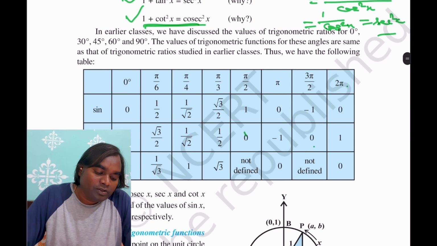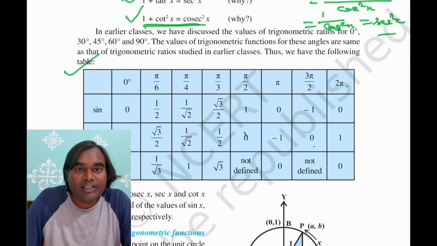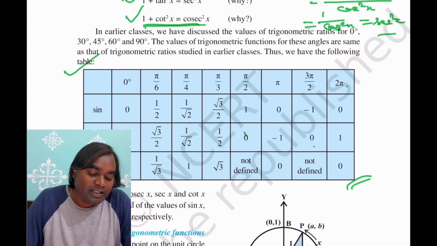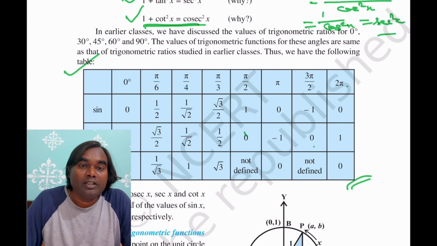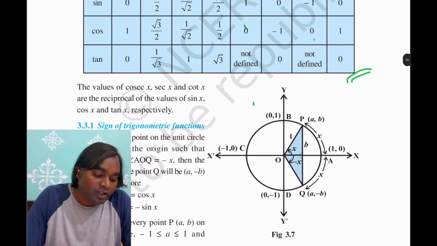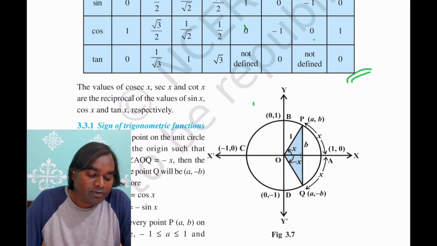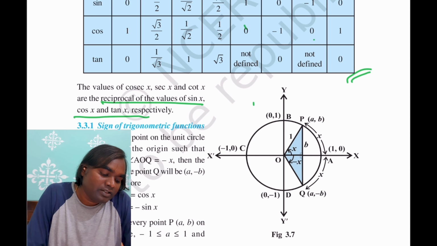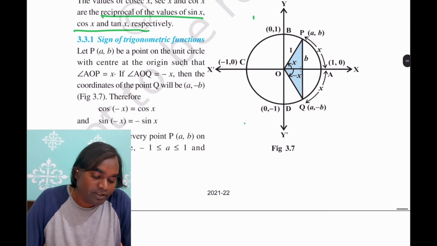Friends, you also must be familiar with this table. This is a very important table. You should memorize it, you should revise this table. From this table you can find the trigonometric value for any angle, that is sin, cos, tan. For any angle you can calculate. So the values of cosec x, sec x and cot x are the reciprocals of the values of sin x, cos x and tan x respectively.